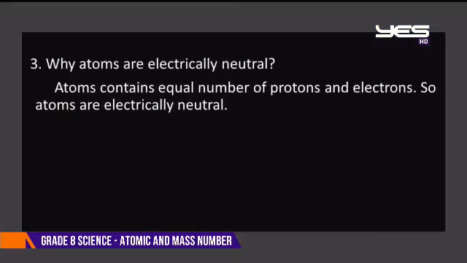And the third sample question is, why are atoms electrically neutral? What is the reason why atoms are electrically neutral? Because an atom contains an equal number of protons and electrons. The proton charge is positive +1, and the electron charge is negative -1. Both will cancel each other, so the net effect will be 0. That means atoms are electrically neutral.